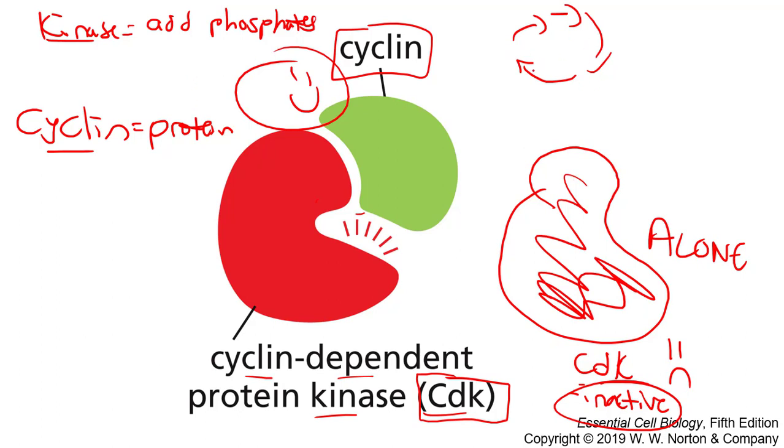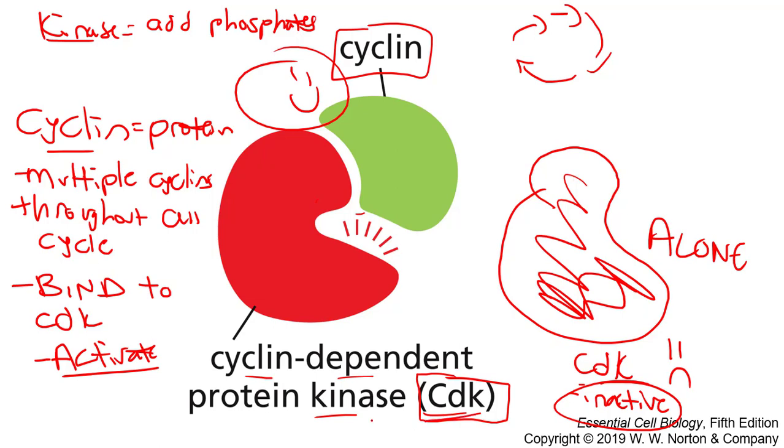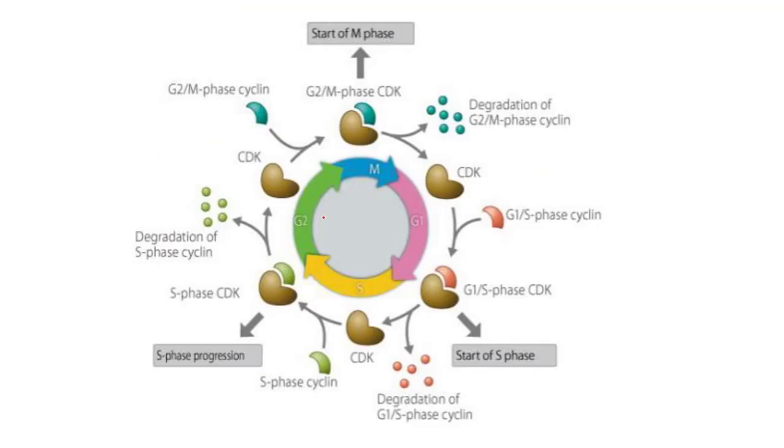Cyclin indicates cycle, so there's multiple cyclins throughout the cell cycle. During the cycle, the cyclin will bind to the CDK, and when they bind, this will activate the CDK. So in order for the CDK to be active, a cyclin will bind to it. So let's walk through the cycle, and we'll just keep it this simple, okay?